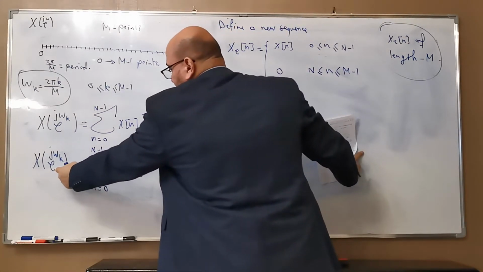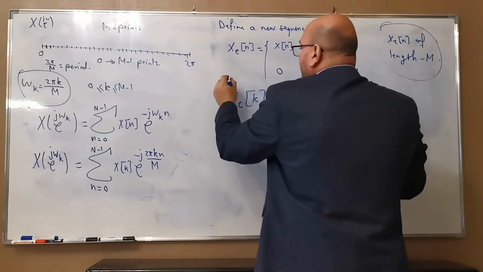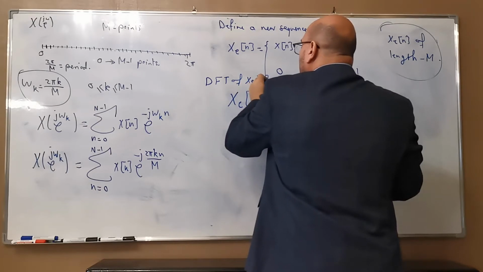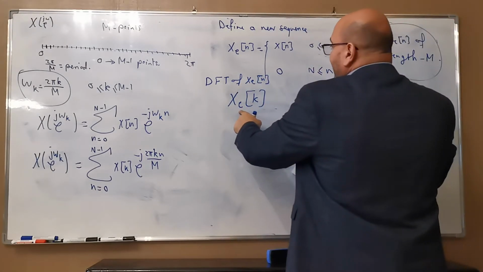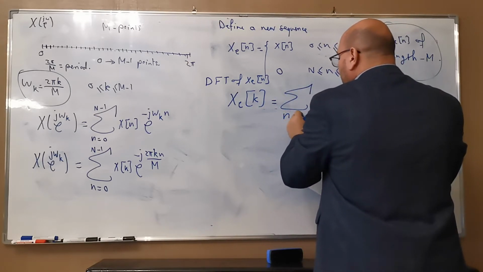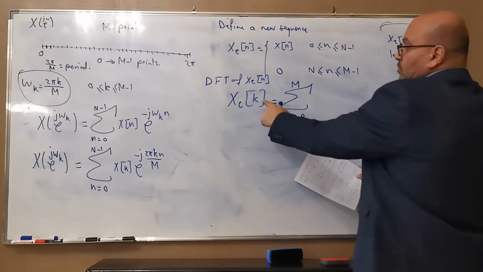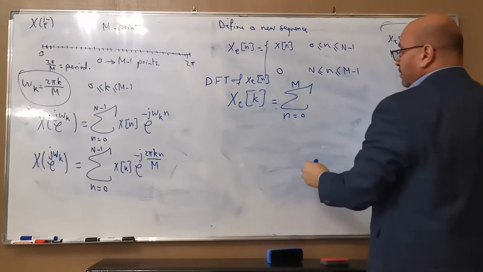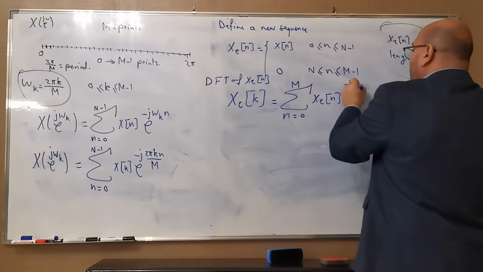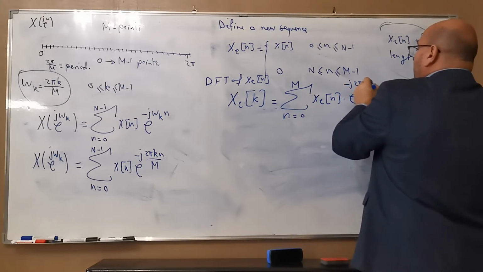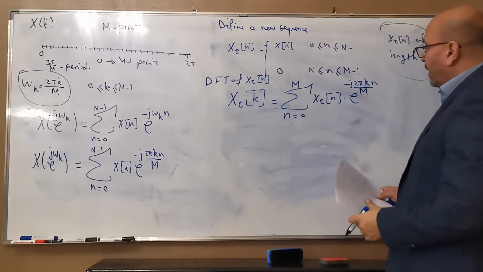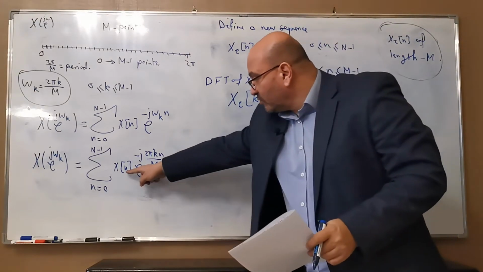Notice, I'm not going to find x of e to the j omega. I'm looking at x of k, the DFT. The DFT of x extended of n is x extended of k, which is equal to the summation from n equals 0 up to m minus 1, because this one is of length m, of x extended of n times e to the minus j 2 pi k n over the length of the sequence m. Now this one looks somewhat like the earlier one, but that one is x of n.